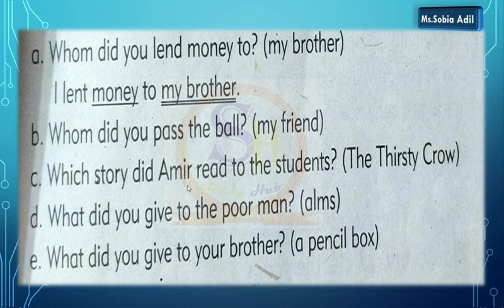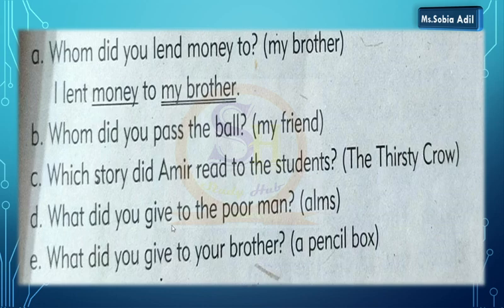C part is, which story did Amir read to the students? Now you are to use this one. You have to use it to answer the question. The answer is, Amir read The Thirsty Crow to the students. Now The Thirsty Crow you will underline single time, that is the direct object, and students is the indirect object. You will underline it double time.